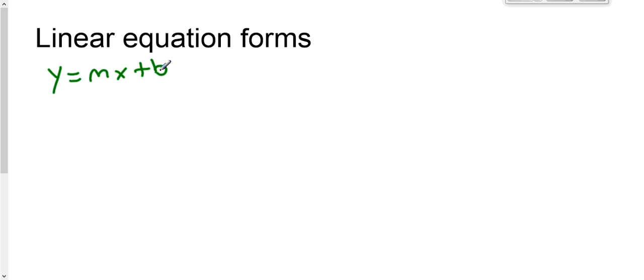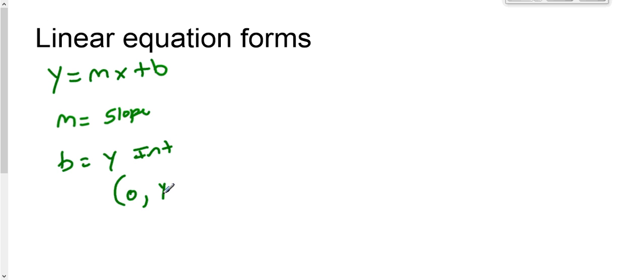Slope-intercept form is our favorite. y equals mx plus b. m, of course, was slope, rise over run. b is our y-intercept. It's the point where x is 0 and we have some sort of coordinate for y. It's where it crosses our y-axis.